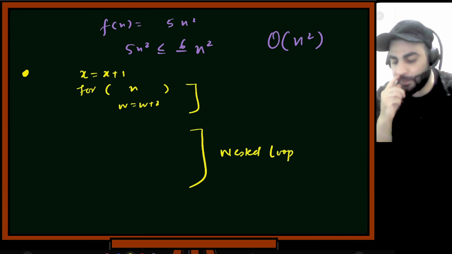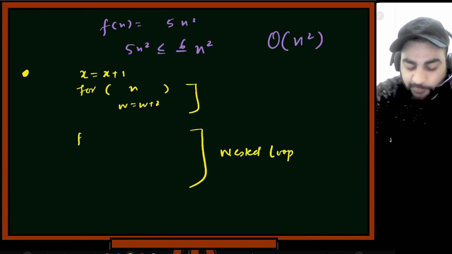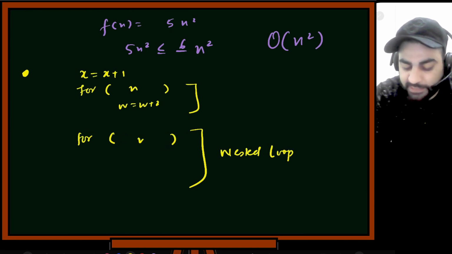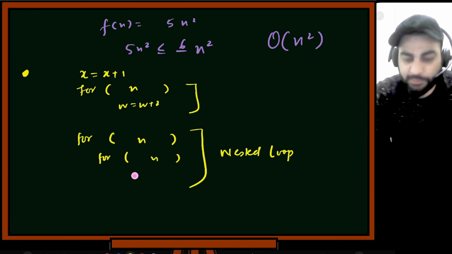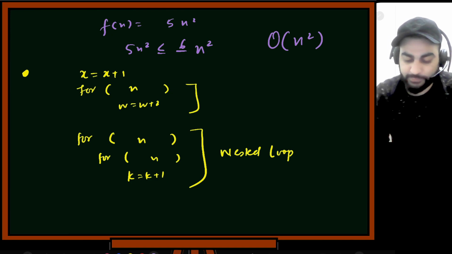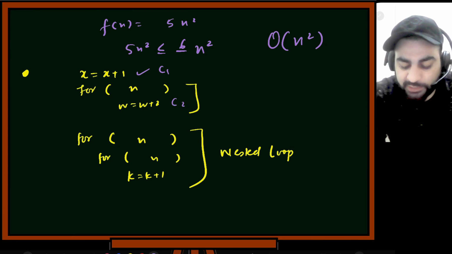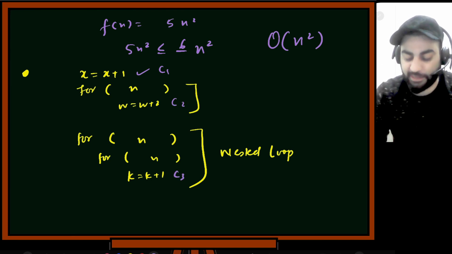Now I'll make it a little bit complex so that you know how to form this f of n and then how to form this bound. So for this, it runs, let's suppose, n times, and then this again runs n times, this is nested, and then we have some statement over here, k is equal to k plus 1. This will run in constant time. Let's call this c1, this c2, and this c3. Let's suppose these are three constant times.